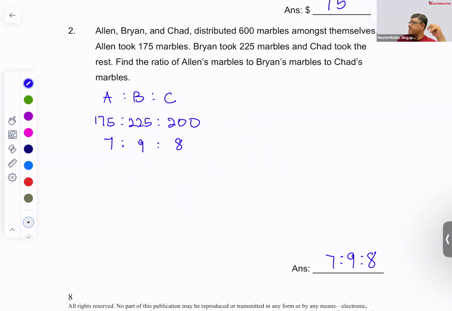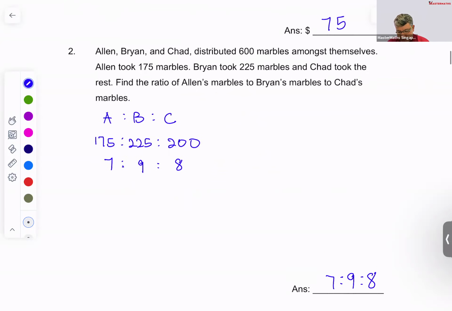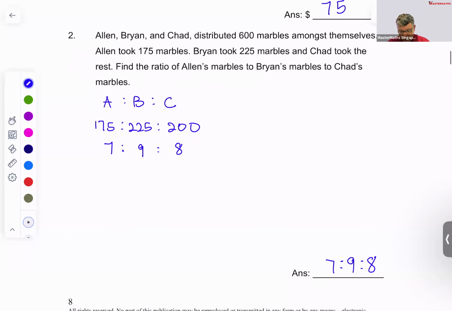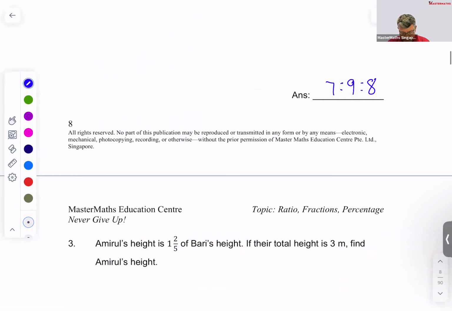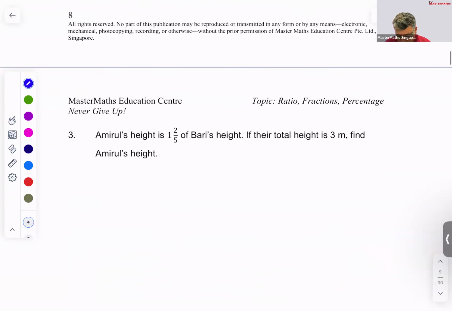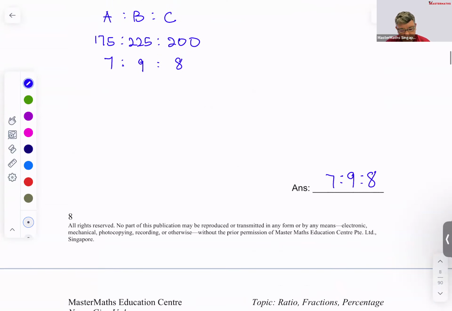Okay? Difficult? No. This is one of the simplest questions. If you come out in PSLE, wow, the teachers are going to be so happy. Questions are so simple. Anyone need more time to copy? You go to the next page.